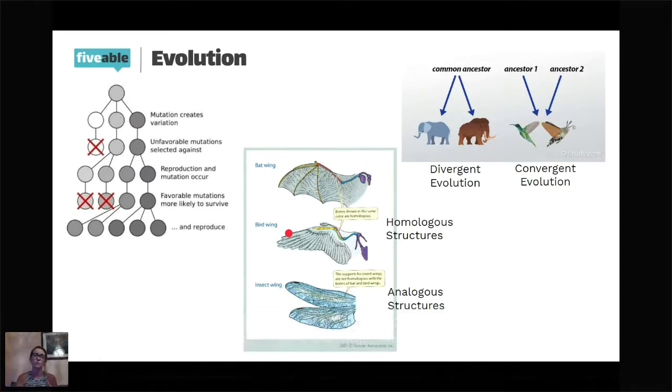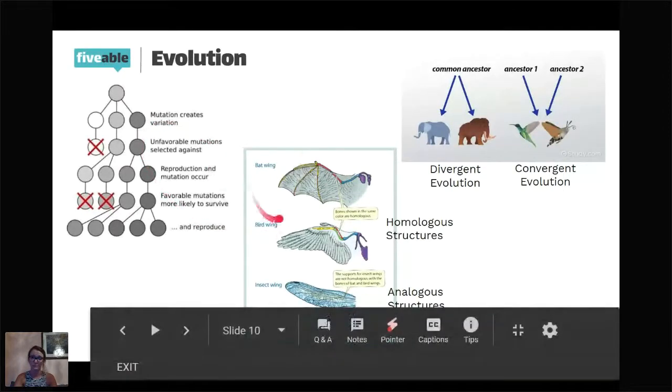And there's also really cool graphics that we'll take a look at that show that that bat wing is also really similar to a human arm, which is also really similar to a whale's fin and a cat's paw. A lot of organisms share very, very similar upper extremity bones, and that's because of a common ancestor. So there was some sort of organism that passed down those structures to now new populations. So that's our example there of the bat and the bird wing.